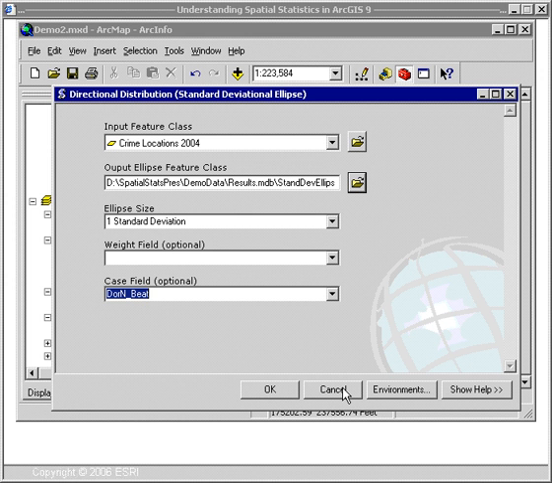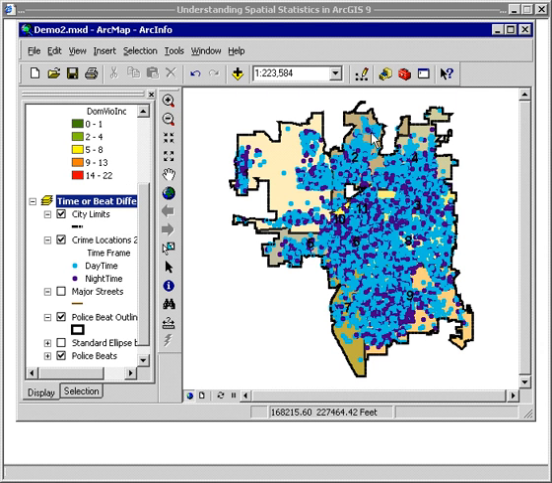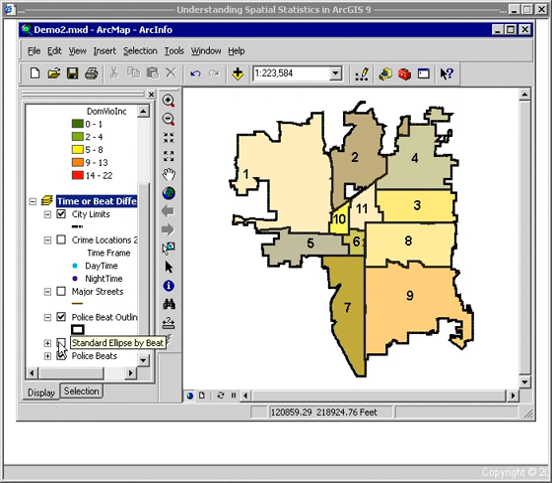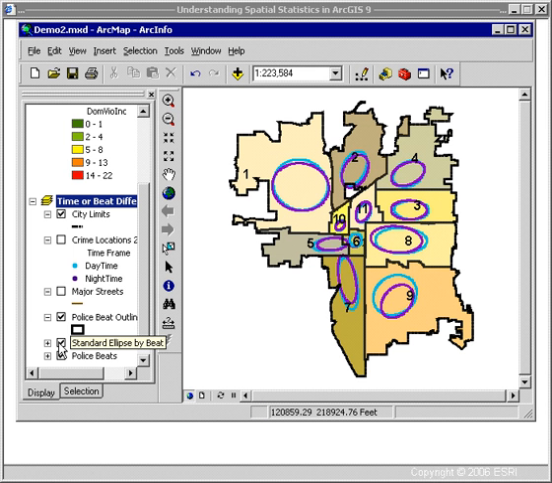I'm going to cancel here and just show you the results. I'm going to close Arc Toolbox too. I'm going to turn on the standard ellipse by beat layer that I created. My daytime crimes are symbolized as a light blue, and my nighttime crimes are a dark purple.